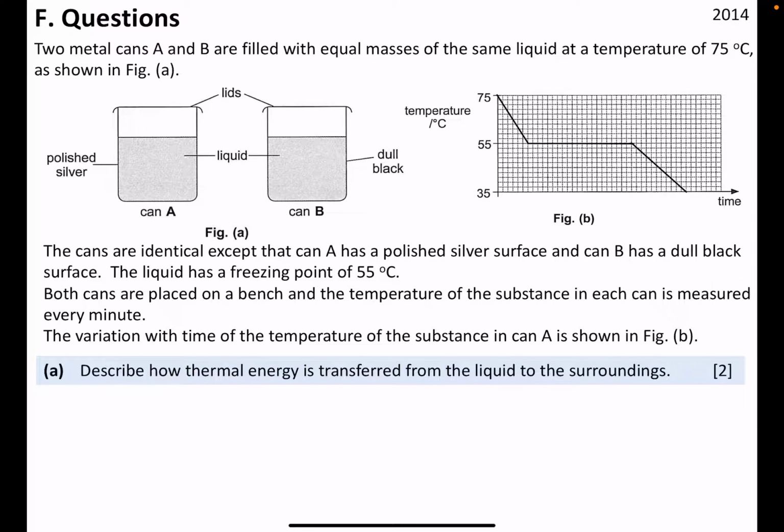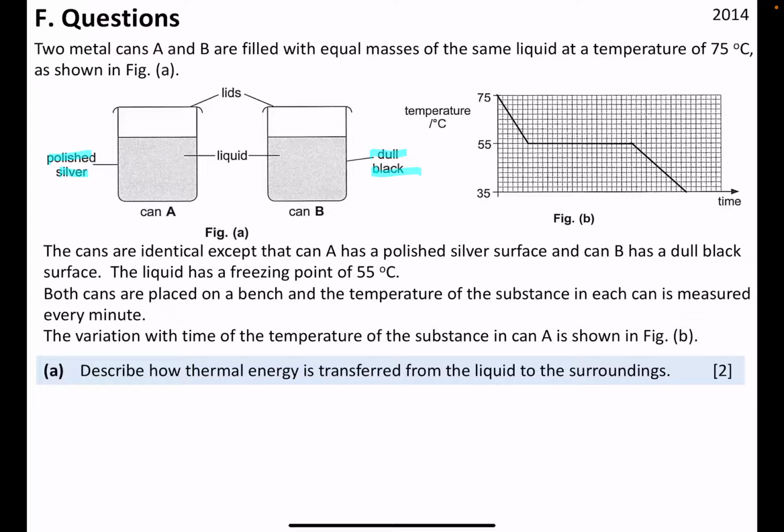Now, in this question, there are two cans, A and B. They are filled with equal masses of the same liquid at a temperature of 75 degrees Celsius. Can A has a polished silver surface, while can B has a dull black surface.